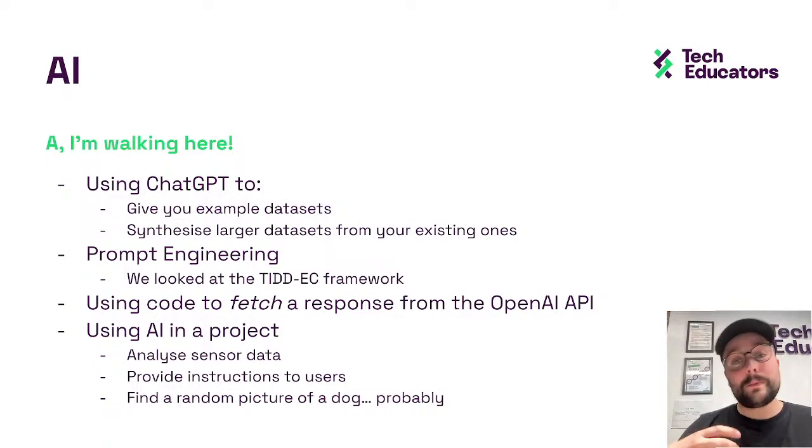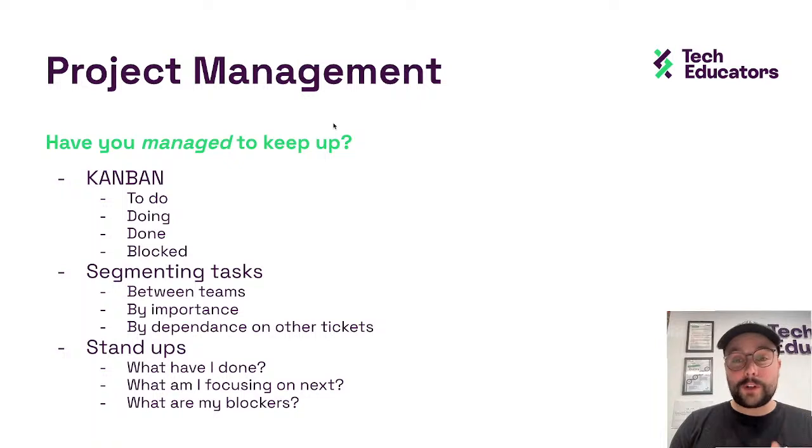And we talked about how you could use AI in a project, whether that's analyzing the sensor data, providing instructions to users based on a data set, or maybe you want to get a random picture of a dog. Okay, so we also looked at project management. That was last week. AI was before that.